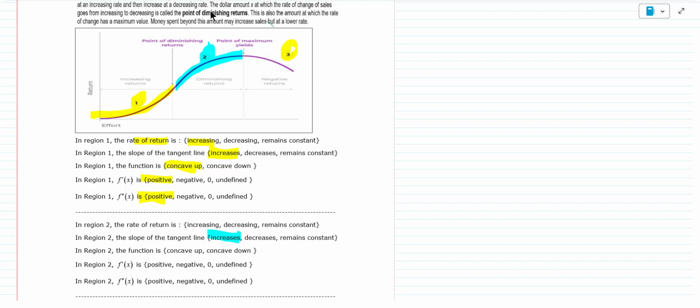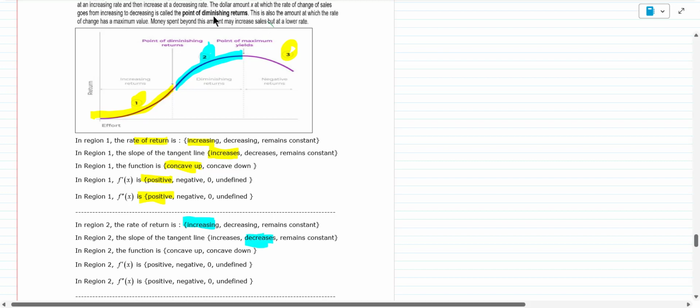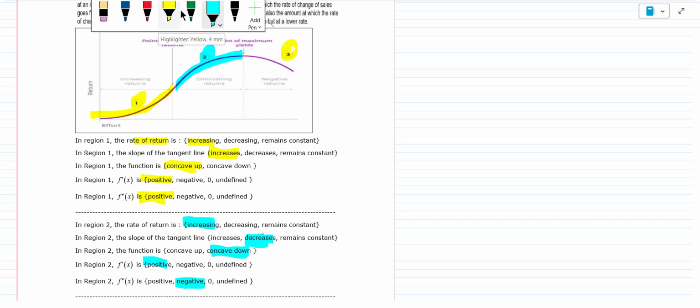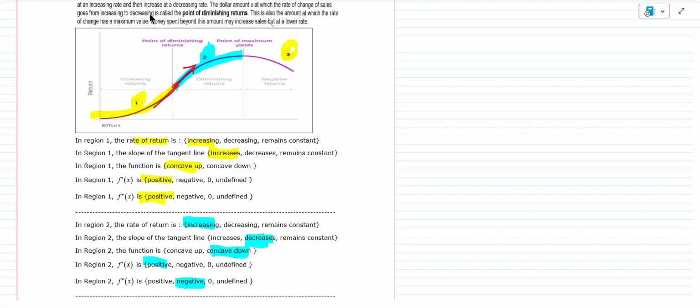So in region 2, the rate is still increasing, but the tangent line is decreasing. You are concave down, and since you're increasing, the first derivative is positive. Since you're concave down, the second derivative is negative. So what a point of diminishing returns is, in very simple calculus terms, is a point of inflection. That's why point of diminishing returns fits in well with concavity.